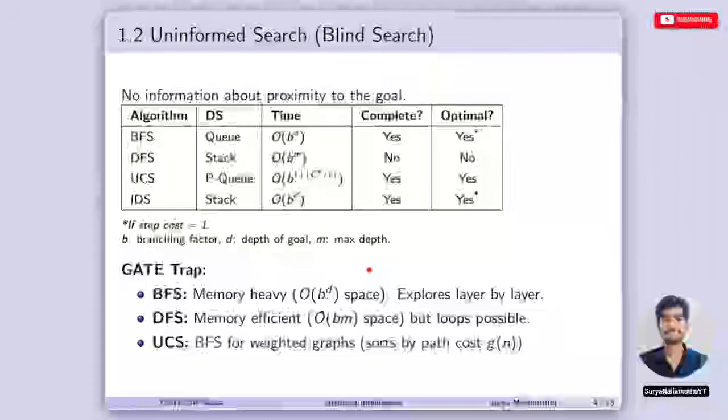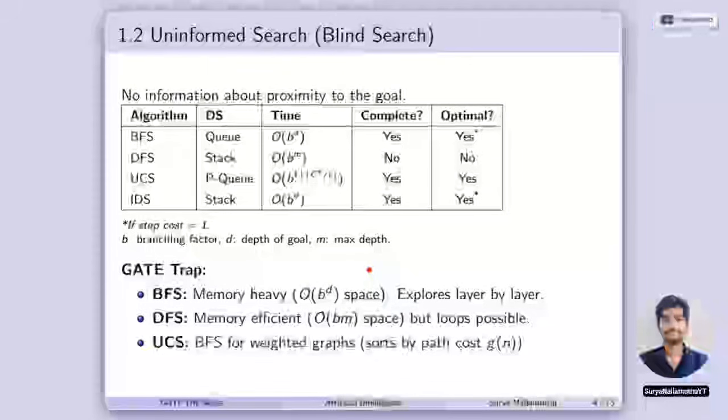Next, uninformed search. Uninformed search means there is no information. It is nothing but a blind search. The search happens in a blind way, so there is no information about the goal. The goal information is nothing, but searching is still possible. In those cases, this search is used.